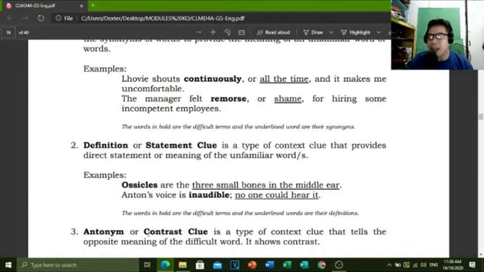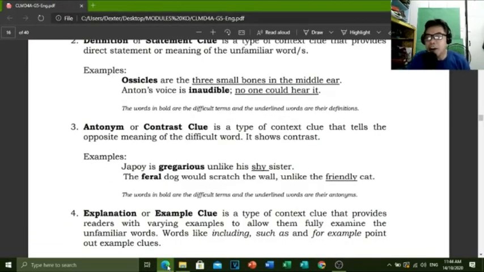Another example. Anton's voice is inaudible. No one could hear it. So, what is our unfamiliar word? Inaudible. So, ano ibig sabihin ng word na inaudible? Ayan. So, again, the definition is in the sentence itself. No one could hear it. Therefore, pag pala sinabi natin inaudible, no one could hear it. Walang nakakarinig. So, alam na natin agad ang ibig sabihin. Malinaw, di ba? Alright. Let's move on to number 3.